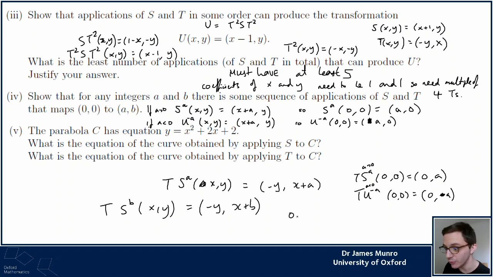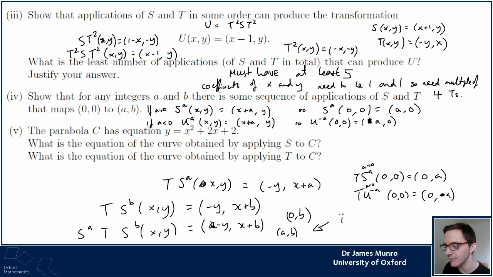That gets me to 0, b, and then S^a T^b applied to (x, y) will give me (x + a, y + b), which will get me to (a, b). That's if a and b are both positive. If they're 0, ignore that step. S to the 0 is no transformation at all. If a or b is negative, use U instead.